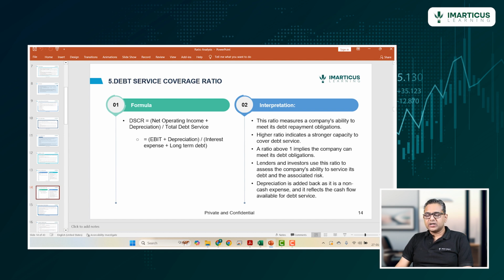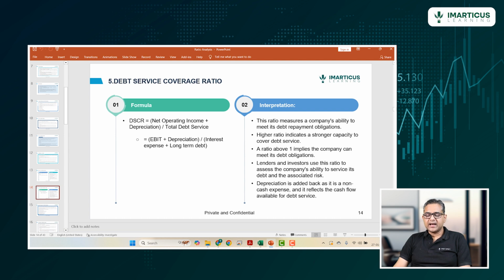This ratio measures a company's ability to meet its debt repayment obligations. Higher ratio indicates a stronger capacity to cover debt service. So higher the ratio means the company has higher ability to cover its debt service, to pay its interest and to pay long-term debt. A ratio above 1 implies the company can meet its debt obligation. Lenders and investors use this ratio to assess the company's ability to service its debt and the associated risk.